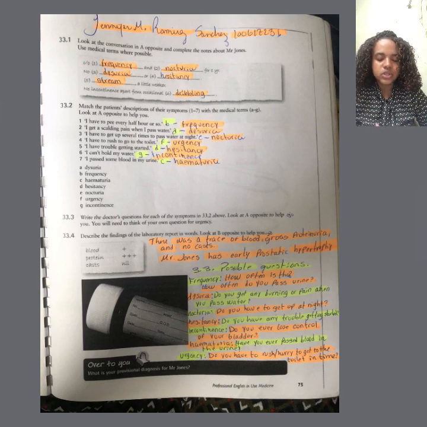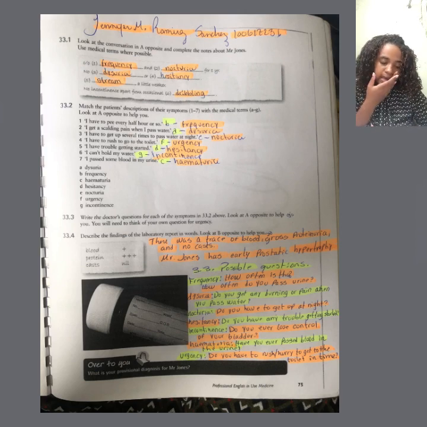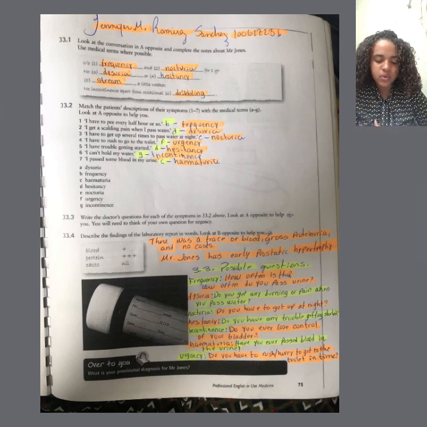Match the patient's description of their symptoms, 1 to 7, with the medical terms A to G. Look at A opposite to help you. 1. I had to pee every half hour or so. That is B, frequency. Number 2. I had scalding pain when I passed water. That is dysuria.